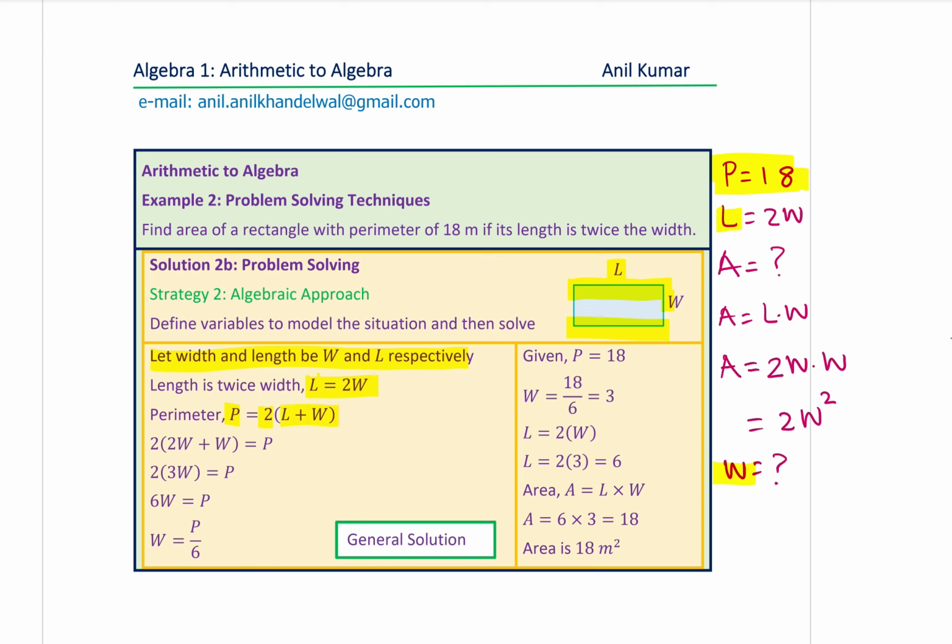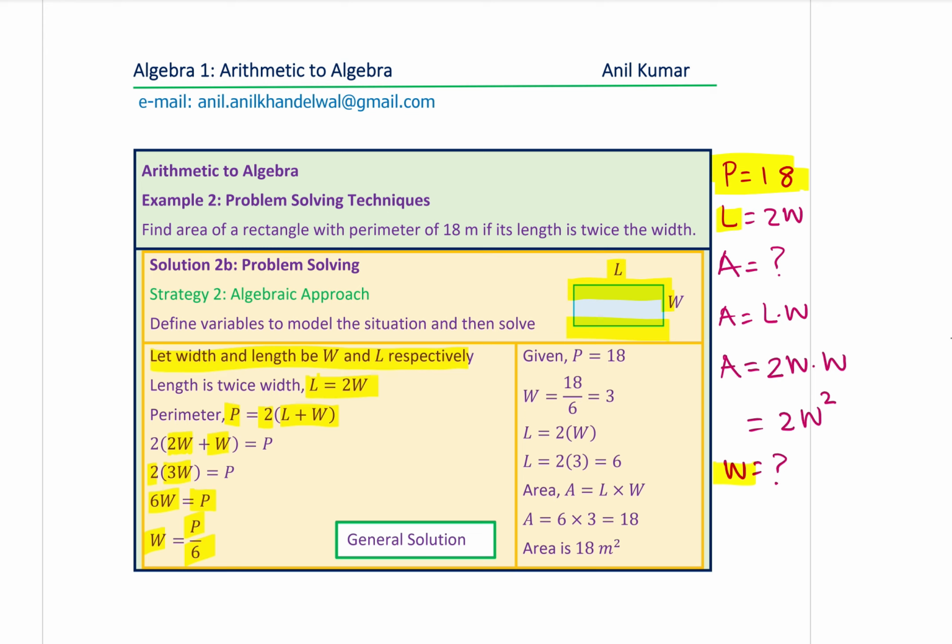2 times 3 is 6. Therefore, perimeter is 6 times width. So we can now find what width is. It is perimeter divided by 6. It is the quotient of perimeter P and 6. You get it? So, from the perimeter given to us as 18, we can divide 18 by 6, which gives us 3. And therefore, now we know that the width should be 3.